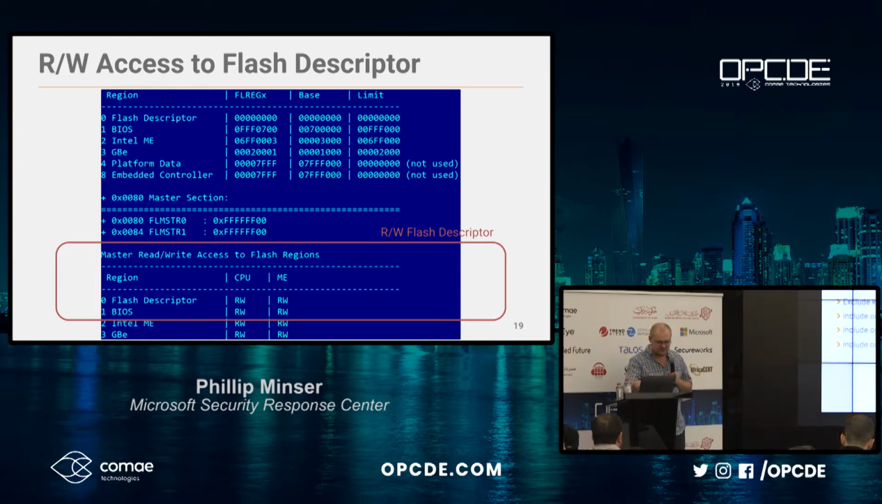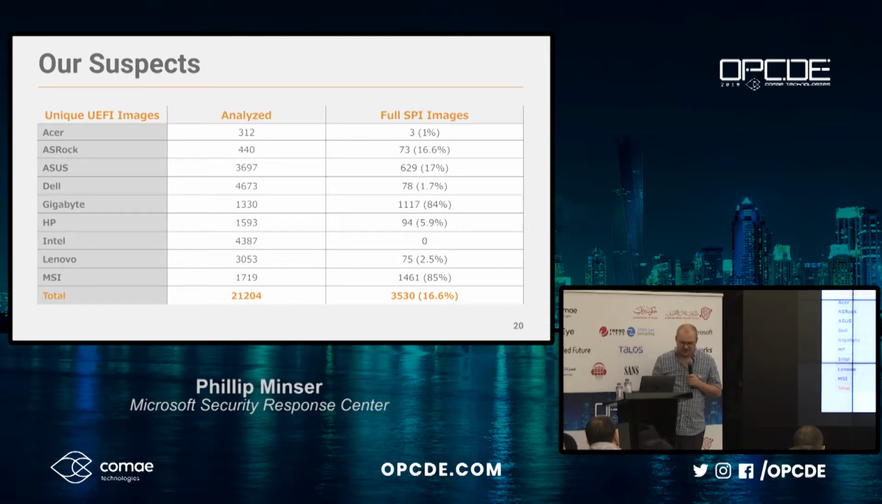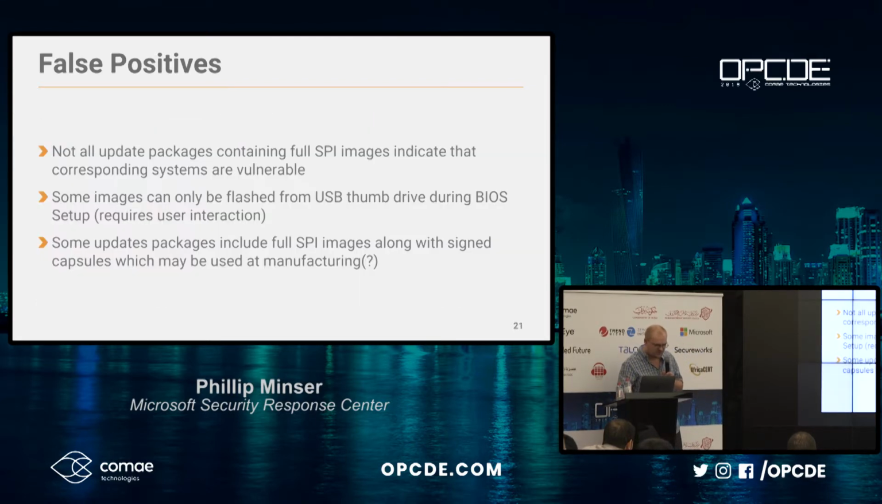Plus the rest of the heuristics. Our initial analysis gave us 3,500 images which match this heuristic. So these are our suspects, our candidates to be a vulnerable image, which will be in the BIOS update packages. This theory is not perfect. It has false positives and false negatives.